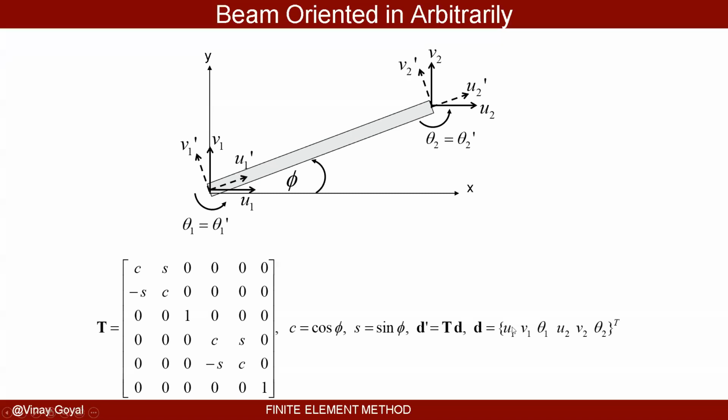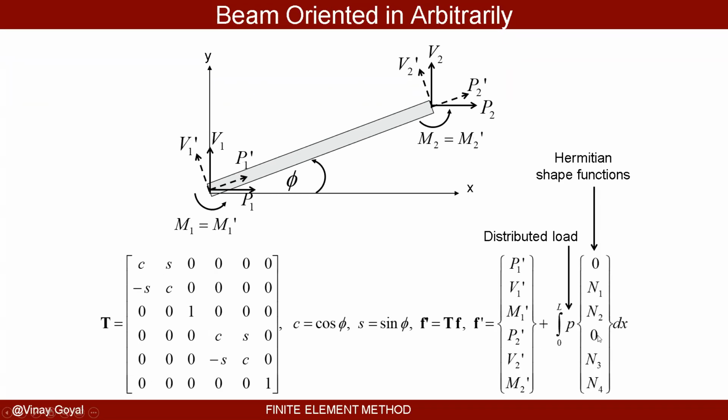And notice that related to theta 1, we have a value of 1 because rotation does not depend upon the orientation of this beam. The rotation is a rotation. That's why there's a 1 associated with theta 1 and theta 2. And then for the forces, it's the same idea. The transformation matrix is the same. Cosine phi and sine phi are the same. F prime equals T bold, F bold, where F bold was basically the global loads applied.